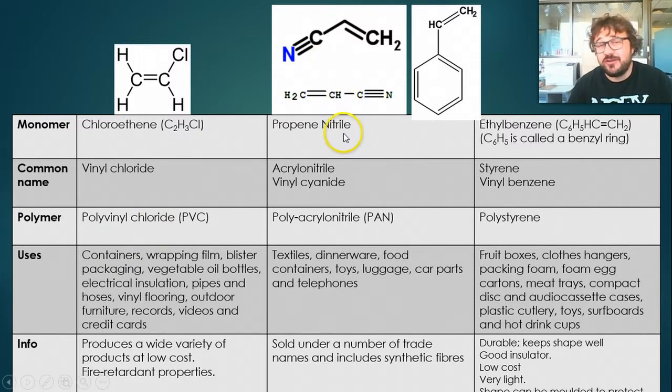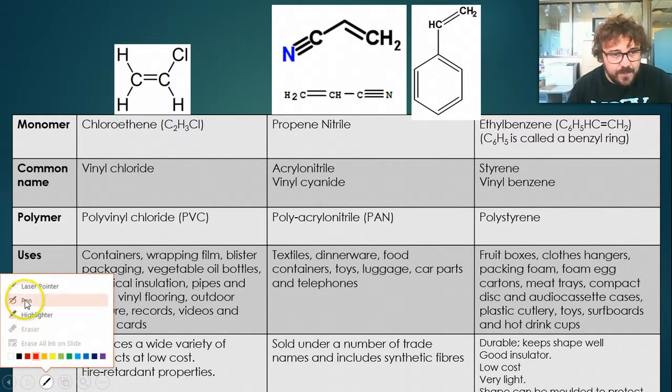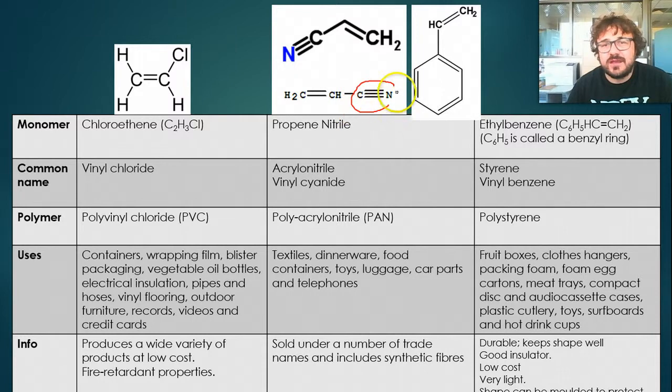Now we've got propene nitrile, vinyl cyanide, or acrylonitrile. Now this here is what gives us the vinyl cyanide name. You use it in textiles, dinnerware, food containers, toys, luggage, car parts, telephones. And it's sold under a bunch of different names, but if it's PAN or polyacrylonitrile, that's what we're looking at.